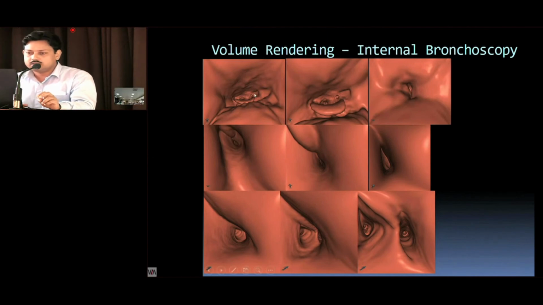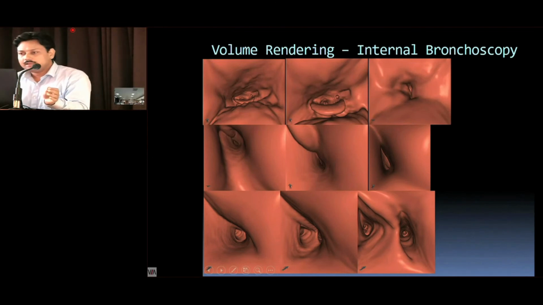Like in this case, I have moved from above to below. This is the level of epiglottis. We have seen the epiglottis. Then this is the level of vocal cord, and further down we can see there is a tight narrowing here. Then distally we can see there is some reduction in narrowing, the caliber of the trachea has come back, and now we have reached the level of carina.